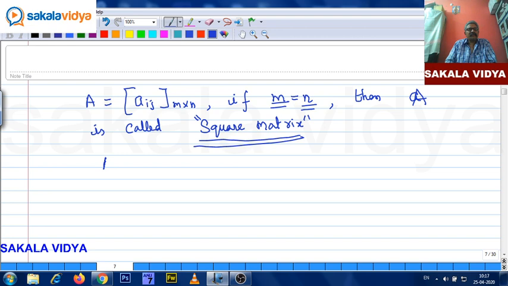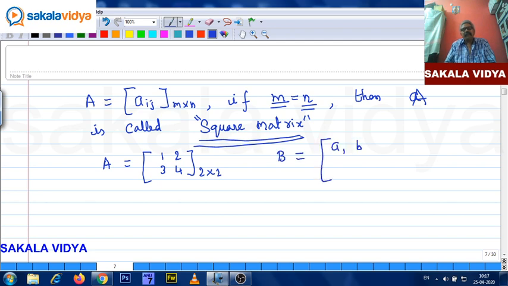So, for example, we can say A is equal to 1 2, 3 4. This is 2 by 2, or second order. Some B is equal to say A1 B1 C1, A2 B2 C2, A3 B3 C3. This is 3 by 3. This is called third order. This is called second order.